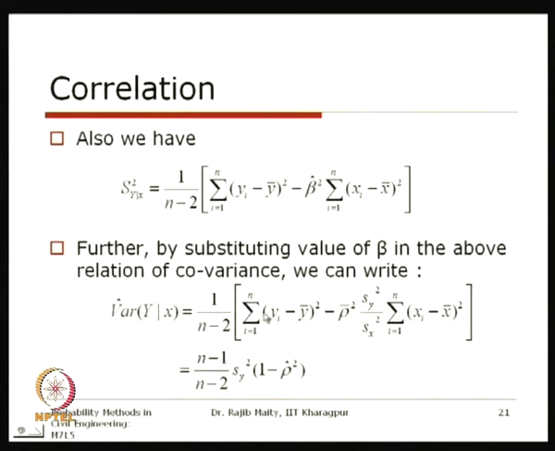So, s_y square will come out, and we can relate the s_x part to the variance s_x square, since this divided by n minus 1 gives the estimate of s_x square. The final expression we get is that the conditional variance of y given x is equal to n minus 1 by n minus 2 into s_y square into 1 minus rho hat square.